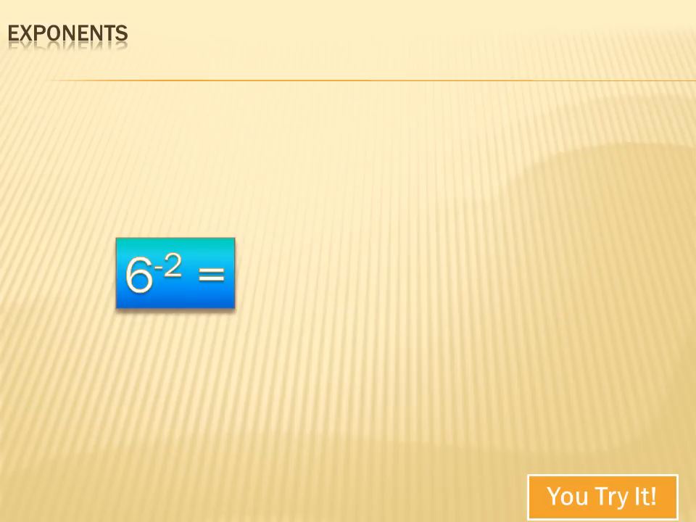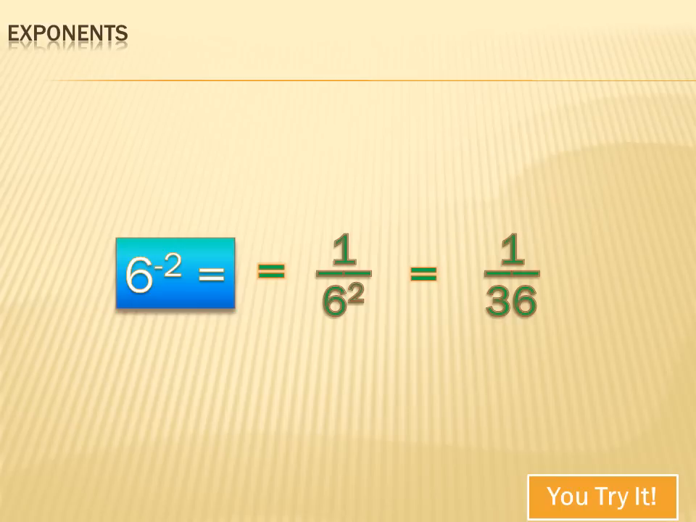How about 6 to the minus 2 power? Well, I remember that that minus sign means that I put 1 over the 6 squared. So it equals 1 over 6 squared. Now I need to square that 6. 6 times 6 equals 36. So 6 to the minus 2 power equals 1 over 36.